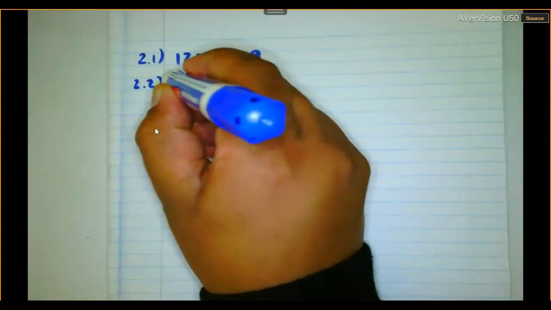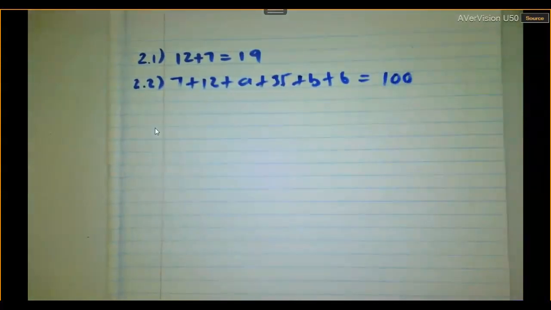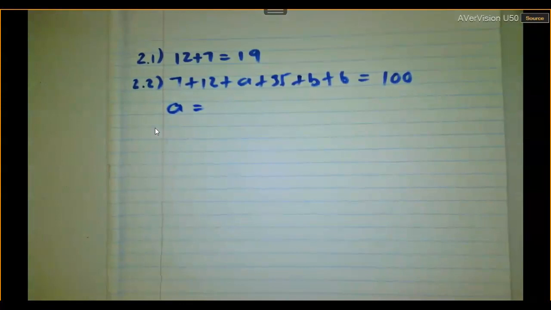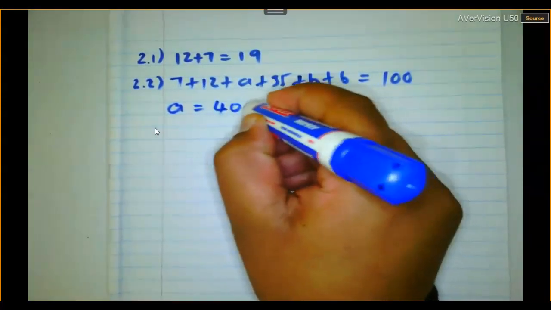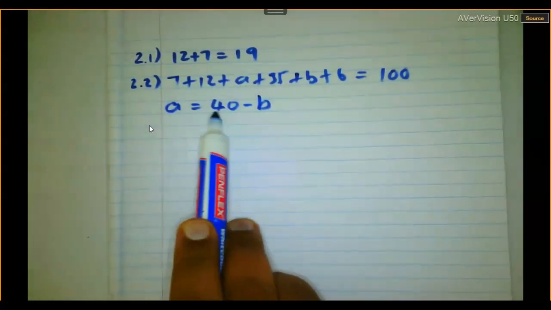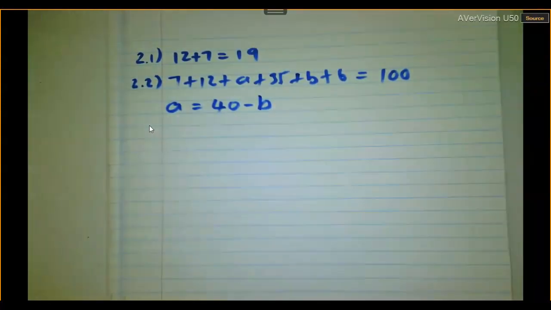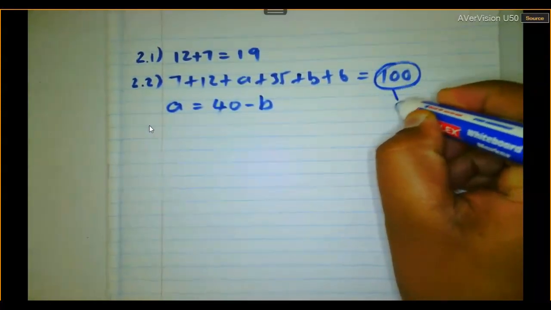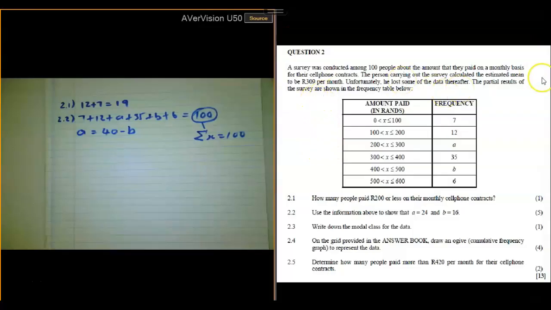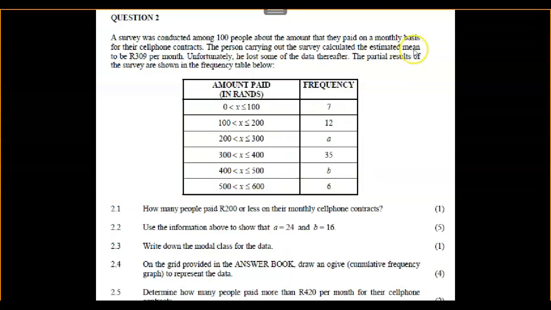In order for us to understand A, we take the values that we have, and this should give us 100. First, let's see what the value of A should be. If I make A the subject of the formula, then A is 40 minus B. Wherever A is, I will substitute that with 40 minus B. Keep in mind that 100 is the sum of all your values. Now we also know that 309 Rand per month was the estimated mean. That's important information given to us here.